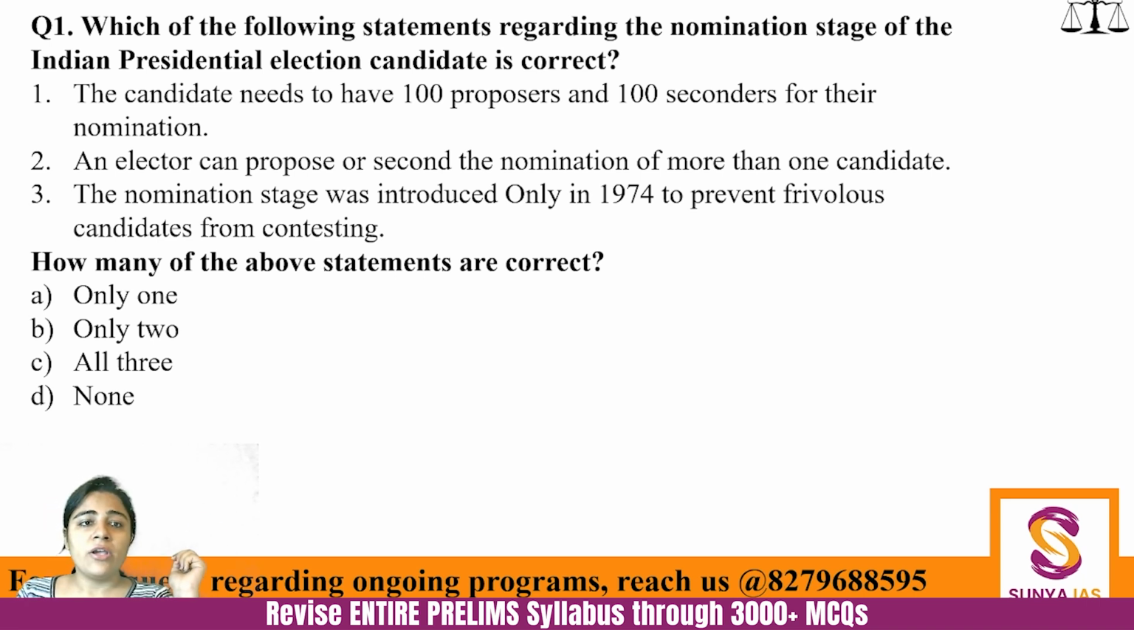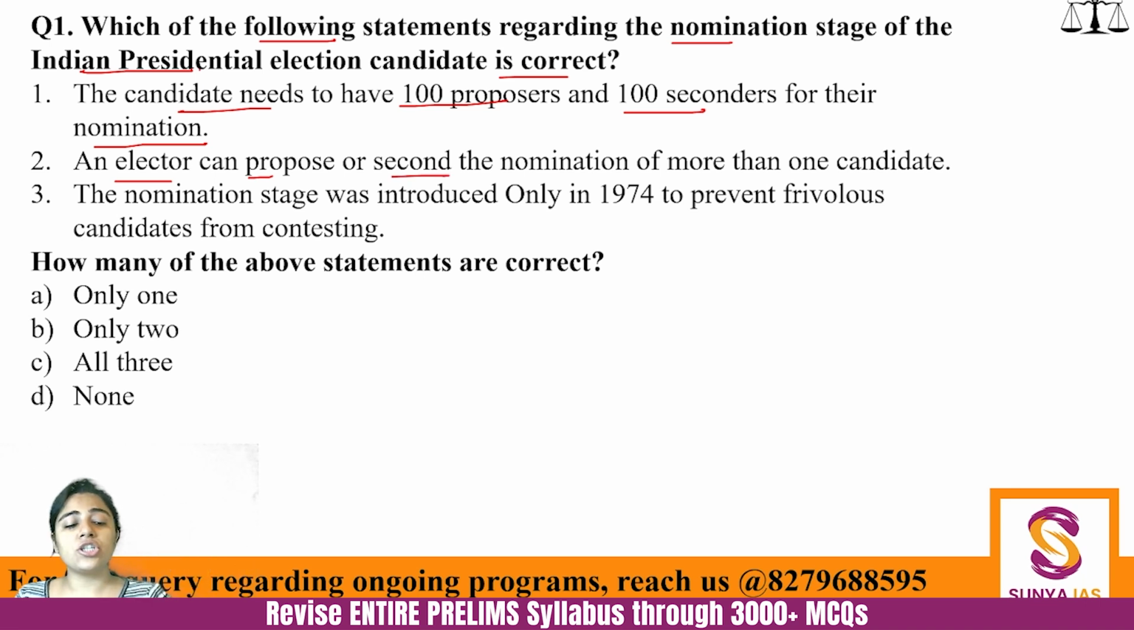So, the first question. Which of the following statements regarding the nomination stage of the Indian presidential election candidate is correct? The candidate needs to have 100 proposers and 100 seconders for their nomination. An elector can propose or second the nomination of more than one candidate. And the nomination stage was introduced only in 1974 to prevent frivolous candidates from contesting. How many of the above statements are correct? Now, please read it very carefully and keep on writing as I tell you.